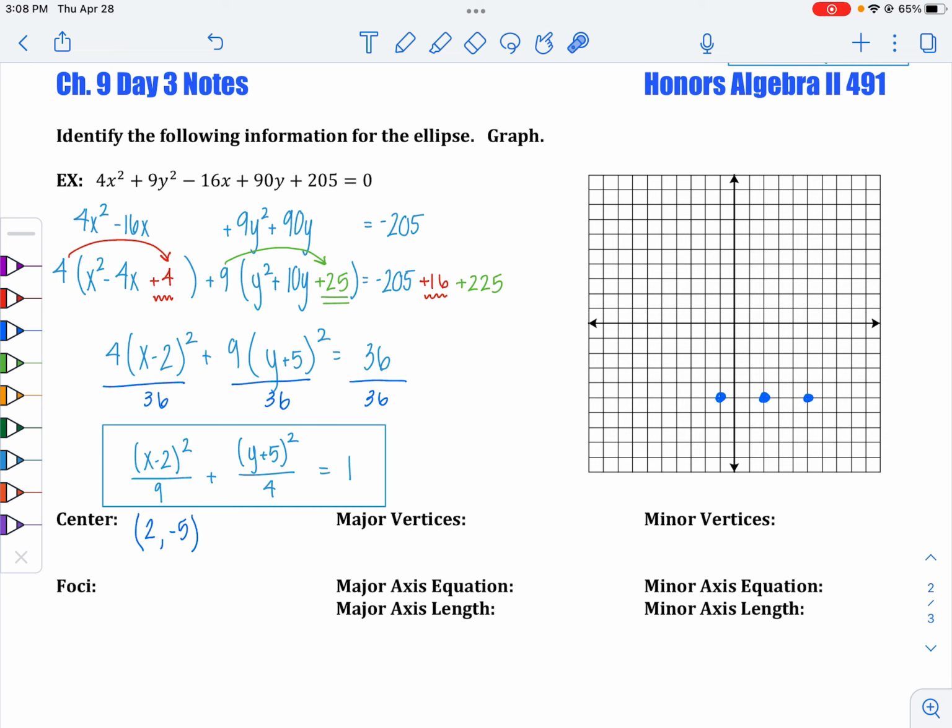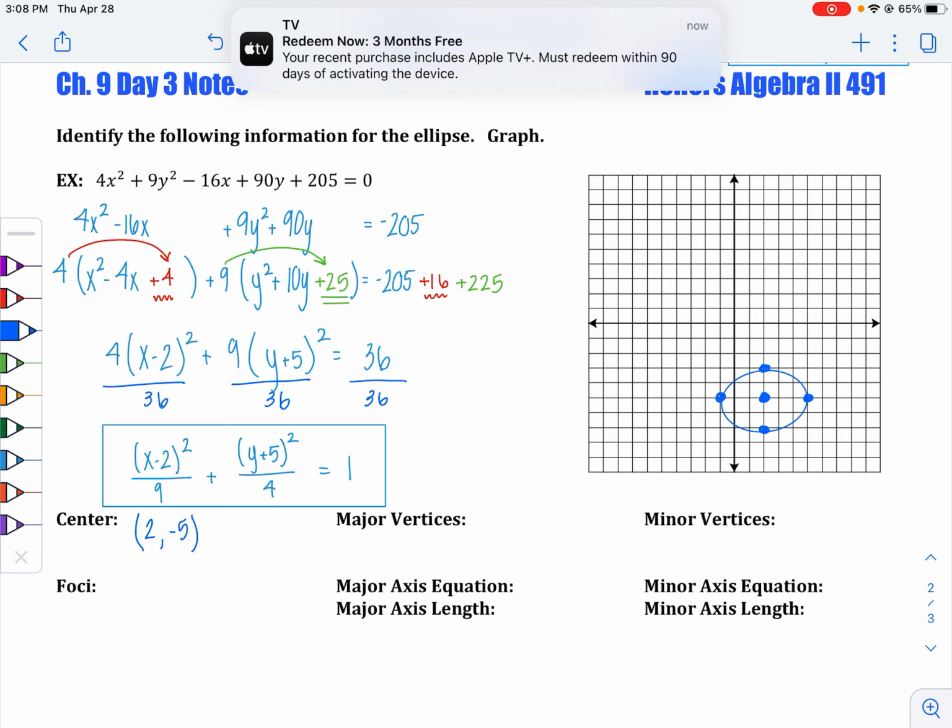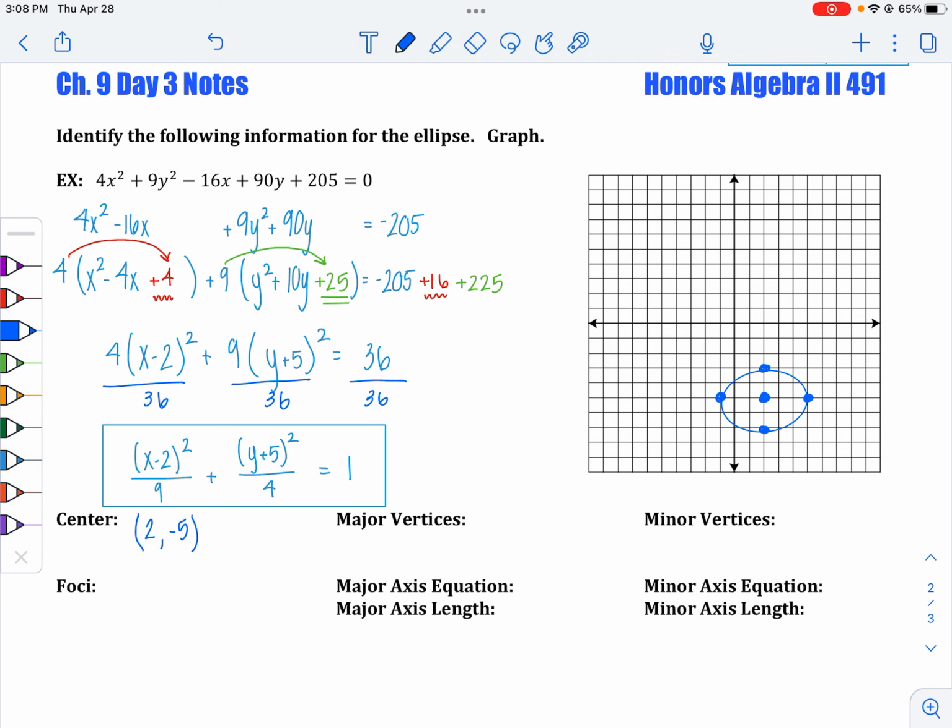Then, underneath the y squared term, this is ry squared. So 4 is really equal to ry squared, which means ry is 2. So 2 in the y direction, up and down. And just like that, you have your ellipse. So with that, we're going to answer the information below. First thing is the major vertices.